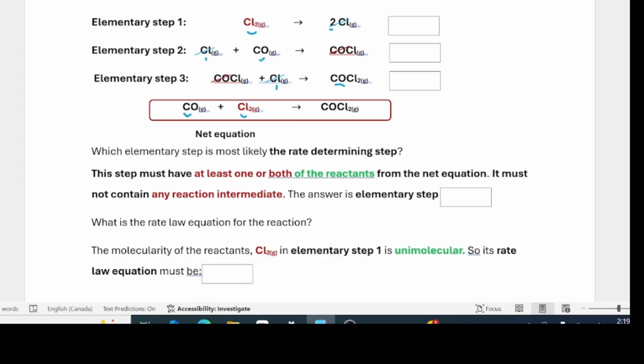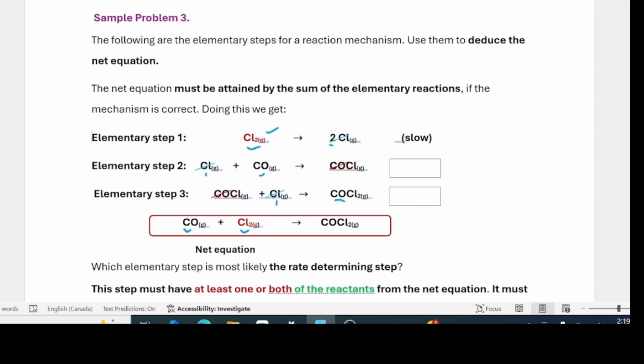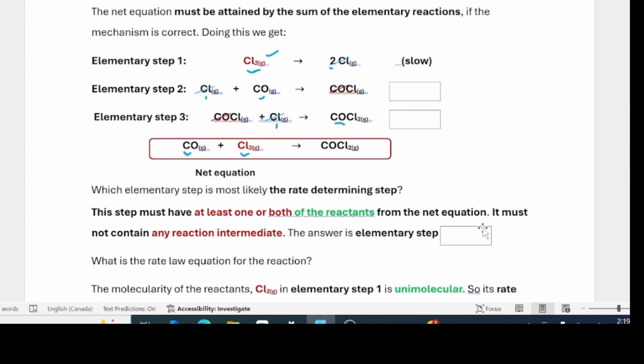Carbon monoxide is here, but we can't use this as a rate determining step because this is a reaction intermediate. The only one that's left that has what is inside the net reaction is this one. So this step here must be the slow or rate determining step. So we say this one here, take it out, must be step one.